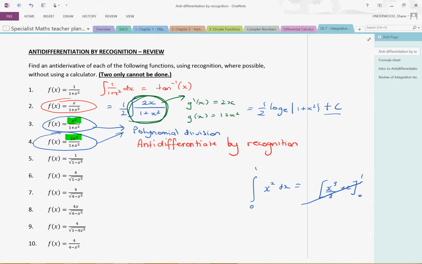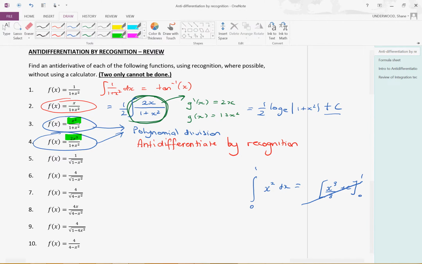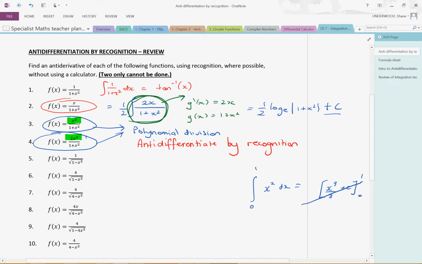Another thing you can do is split fractions up. If this was 2x cubed plus something over maybe x squared, you might have to split those fractions up, which is just a basic technique. All right, so far this one should be pretty easy.